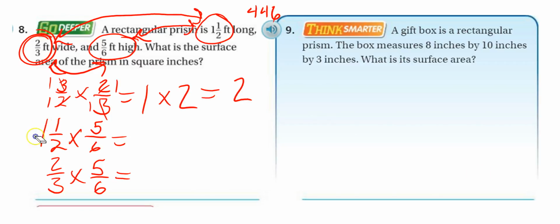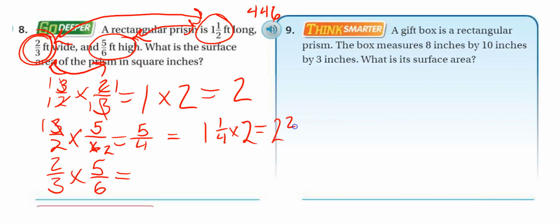Okay, here again, we can write that as 3 halves. We can cross simplify here. 3 goes into 3 one time, 3 goes into 6 two times. 1 times 5 is 5. 2 times 2 is 4. So that is equal to 1 1/4. And then I have to multiply that by 2 because there is a top and a bottom. So that's going to be 2 2/4, or we can simplify that as 2 1/2.